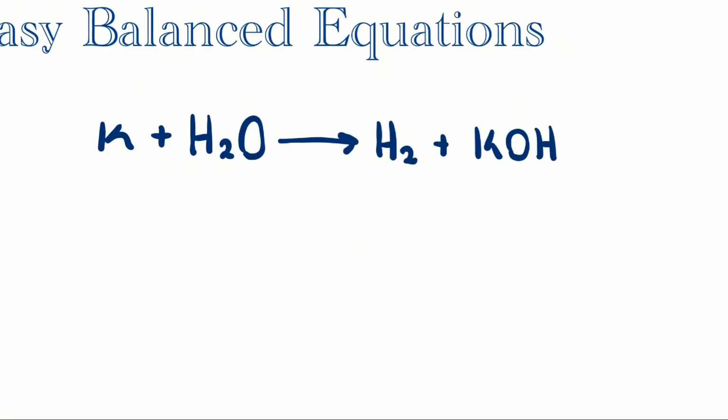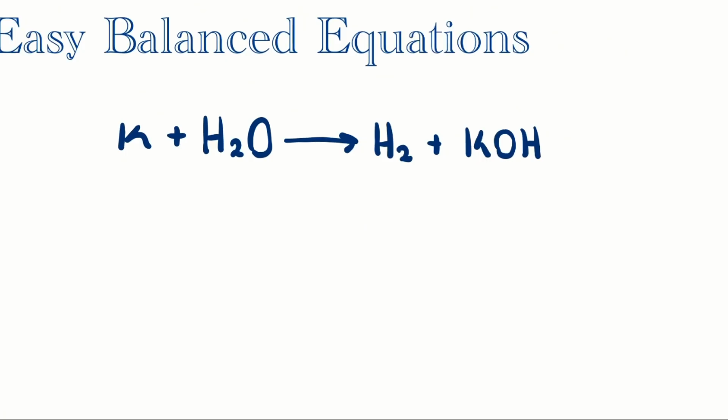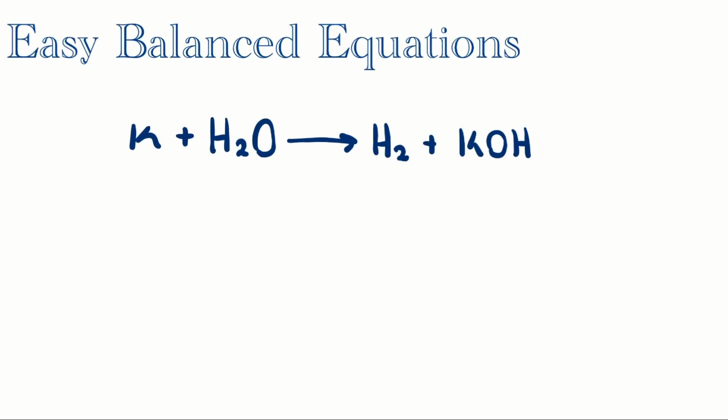So what we know about chemical reactions is that atoms are not created or destroyed. So we can already see here that this is not a balanced reaction because we have 2 hydrogen here and we have 3 hydrogen on the product side. So it's not balanced, so we have to fix that.